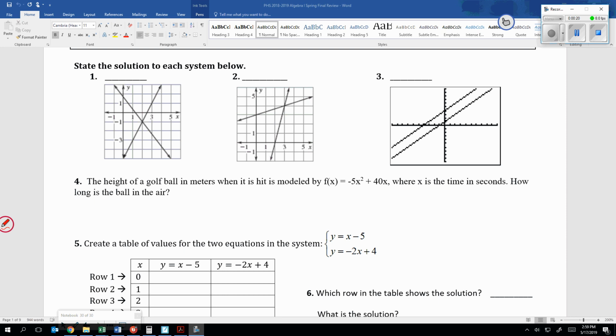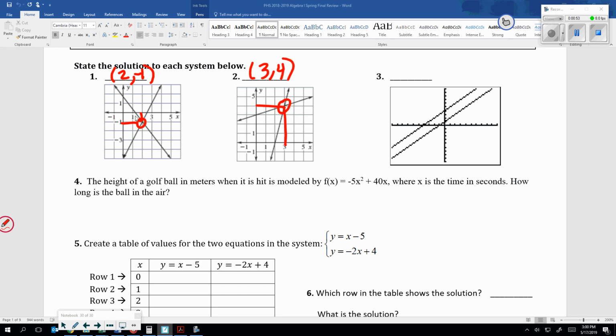So the first two problems are asking you to say the solution to each of the systems. When you're looking for a solution to a system and it's graphed for you, you're looking for the point where they intersect. Right here is where they're intersecting. So we're looking for our x and our y value. So we have (2, -1). Same thing for number 2. Again, you're looking for where they intersect. So you have your x and your y, so (3, 4).